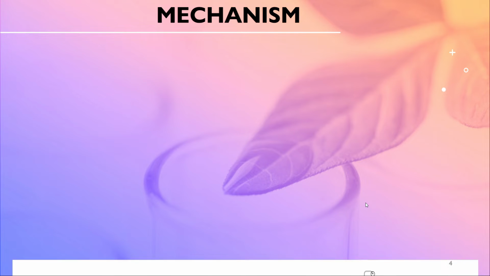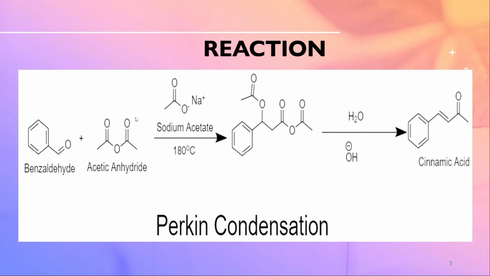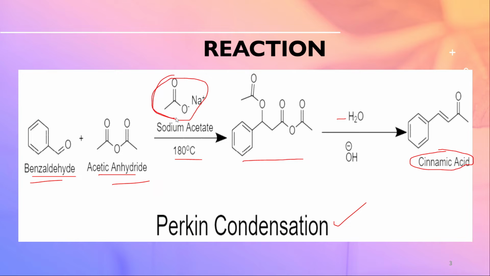Now the schematic diagram. Let's see here. Sorry, this was wrong. This is acetic anhydride. You can see here, previously the sodium acetate is formed. That is, the acetate ion will attack here as a base.